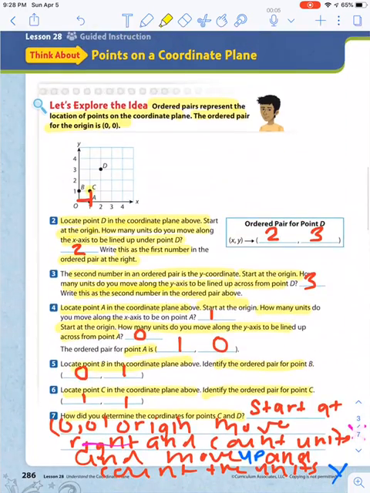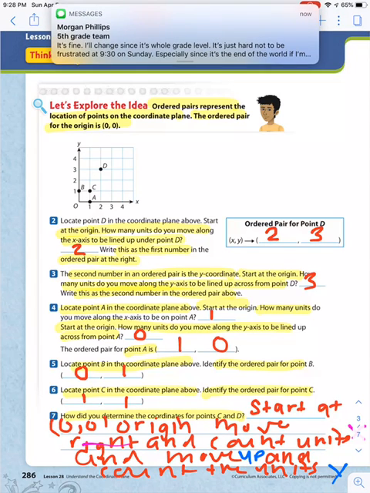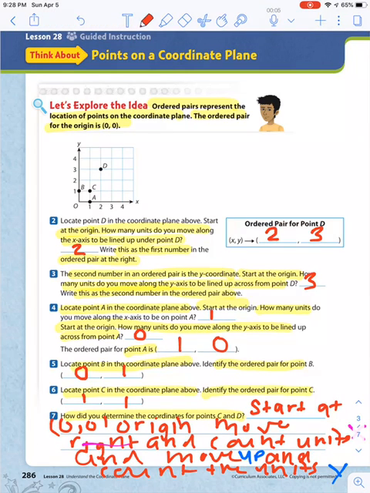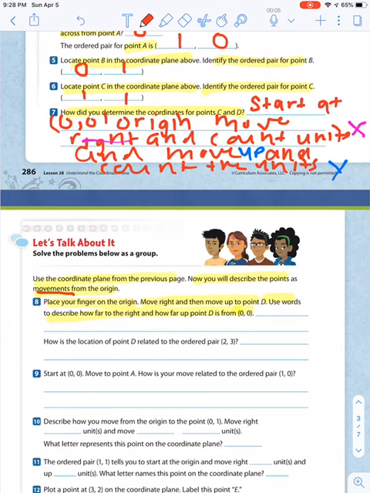Okay, so let's go back. Let's kind of clear this page. We are focusing on letter D. So if we start at the OG, how many times are we moving to the right? Because we are focusing on movement. 1, 2. Okay, so 2 times to the right, and 1, 2, 3 units going up. So we just need to put exactly how we talk into words.